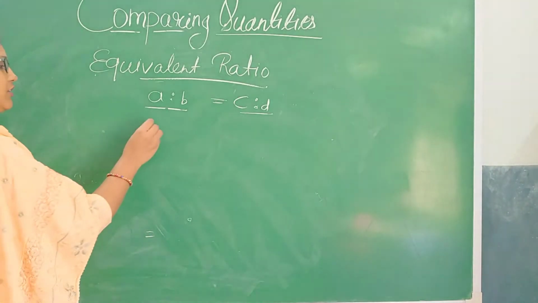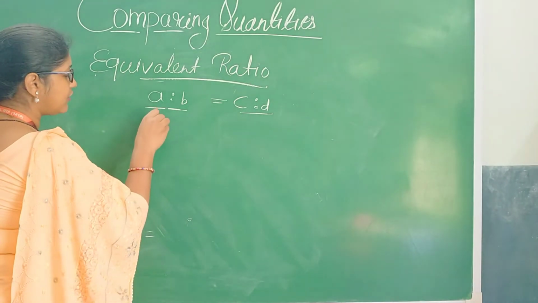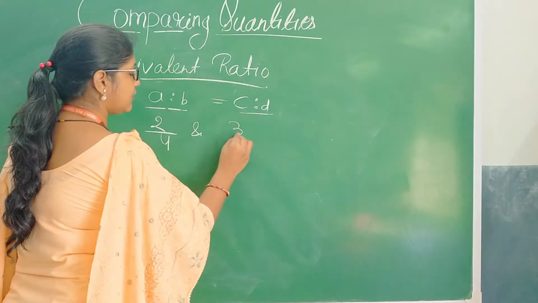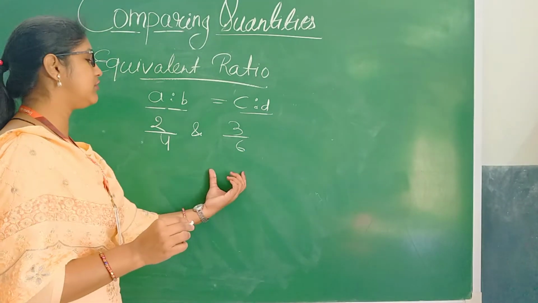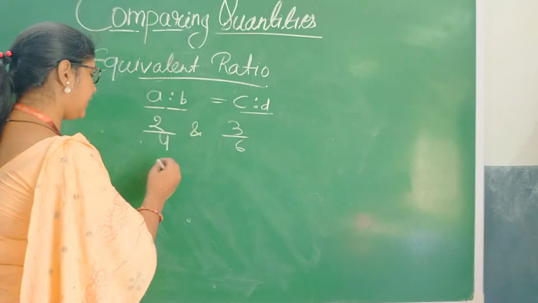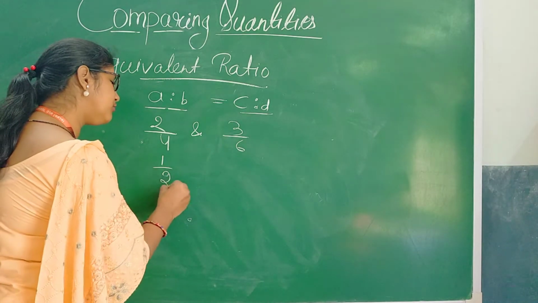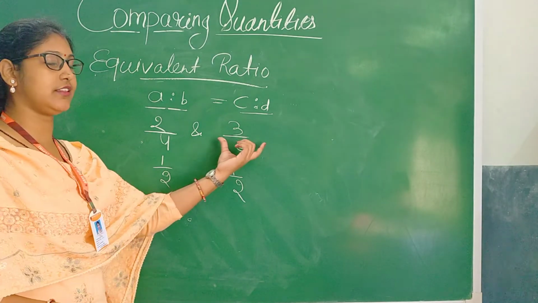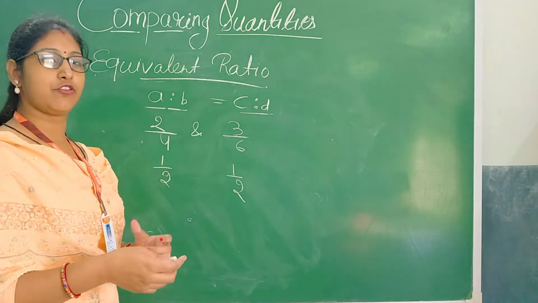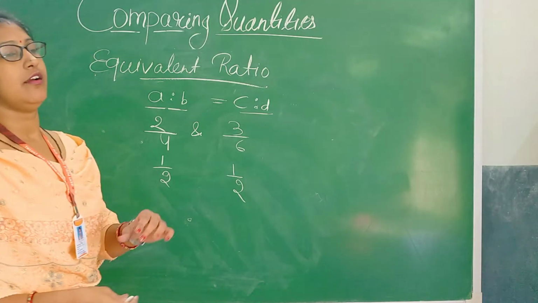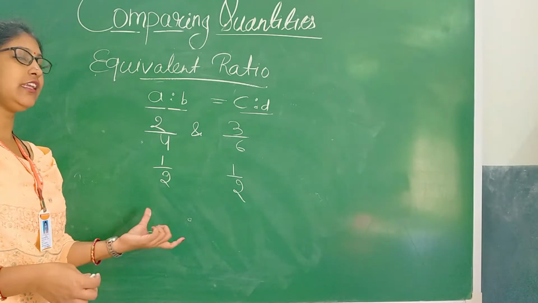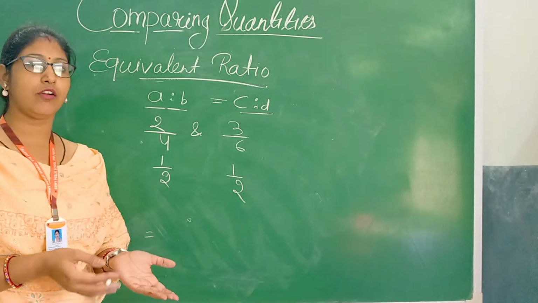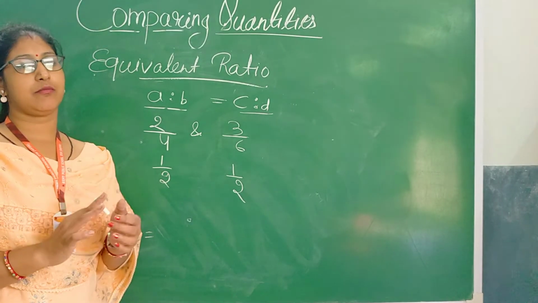Suppose we have a ratio 2/4 and we have a ratio 3/6. When we solve these two ratios, then we get 1/2 and here 1/2 also. Then 2/4 and 3/6 are said to be equivalent ratios. We also convert any ratio into an equivalent ratio by multiplying or dividing it by a fixed number.